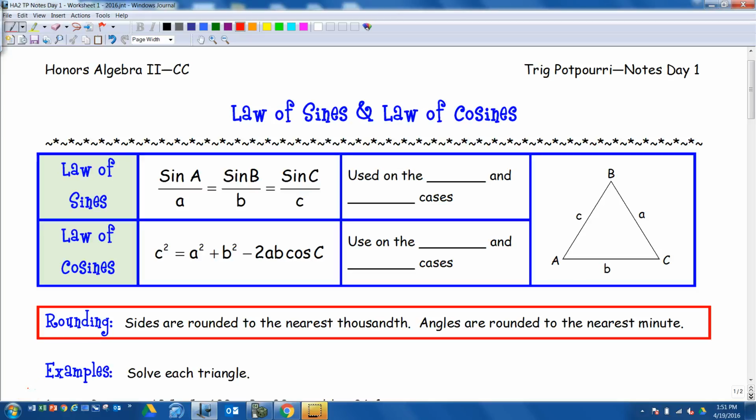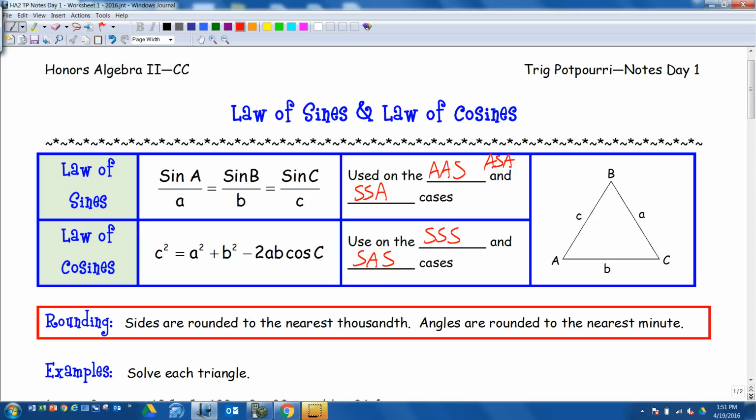Alright class, the first topic we're talking about are law of sines and cosines. Law of sines, you can use that on any triangle that has two angles and a side, so AAS or ASA. Or there's a special case that we're going to talk about in the next notes when it's SSA, so when the angle is not between the two sides and you have two sides and an angle. Law of cosines we use when we have all three sides, or if we have two sides and the included angle, so that's the difference there.